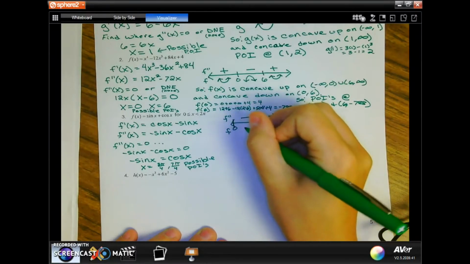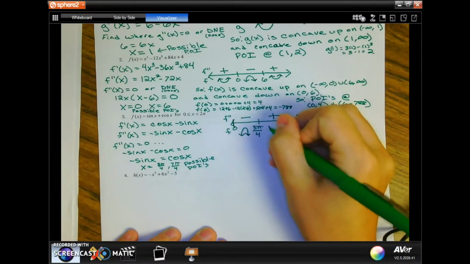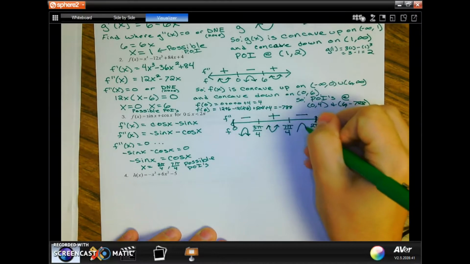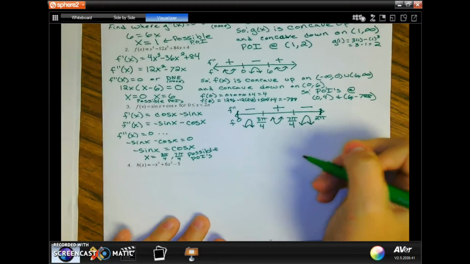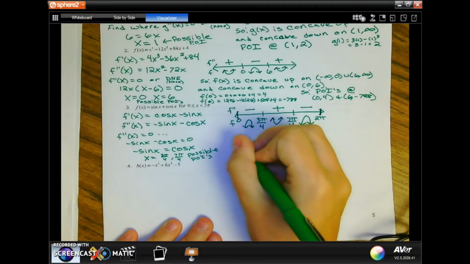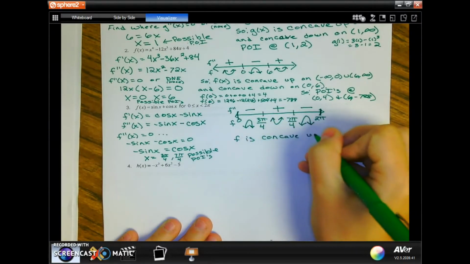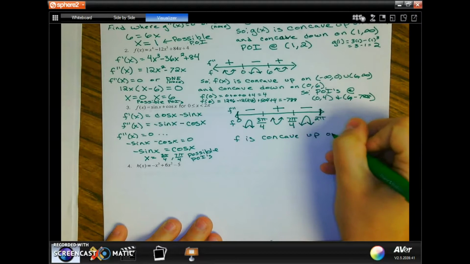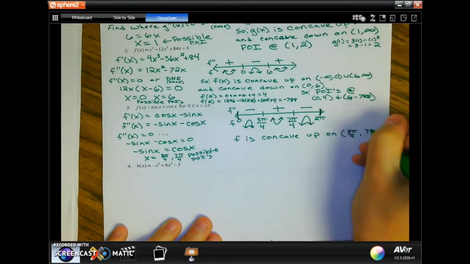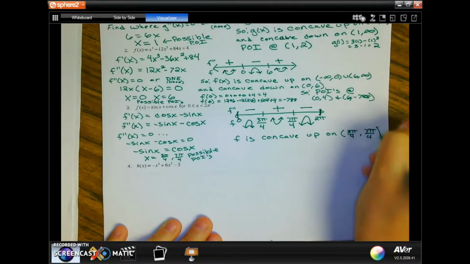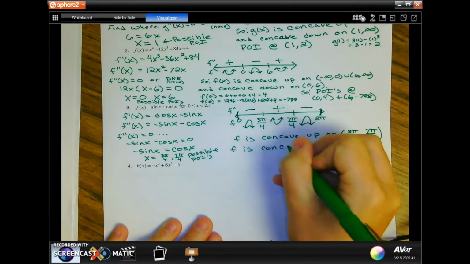So since the second derivative is negative, that tells me it's concave down here. It tells me the original is going to be concave up there and concave down again between those. So my conclusion would be that f is concave up on the interval 3 pi over 4 to 7 pi over 4. And I can conclude that f is concave down.